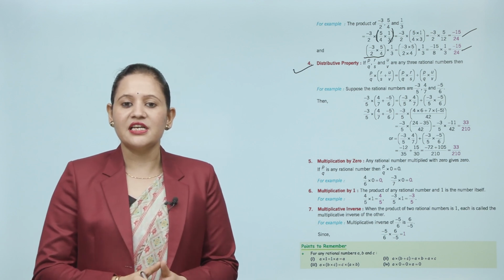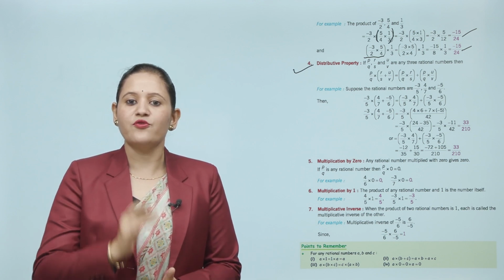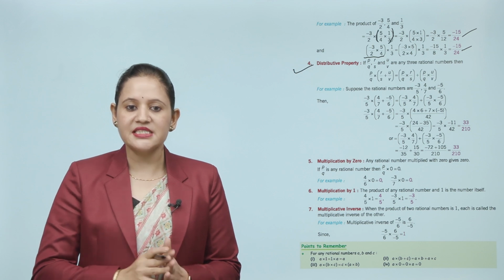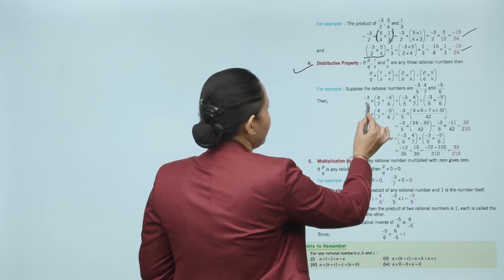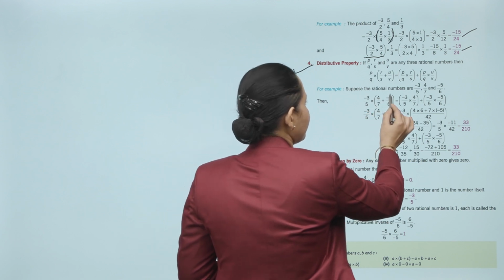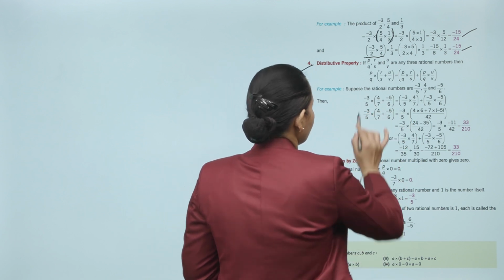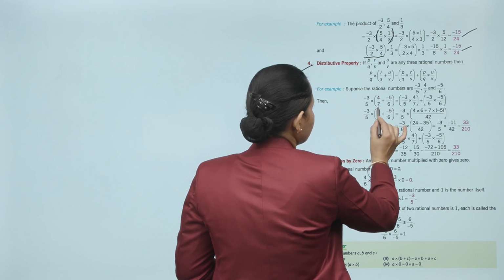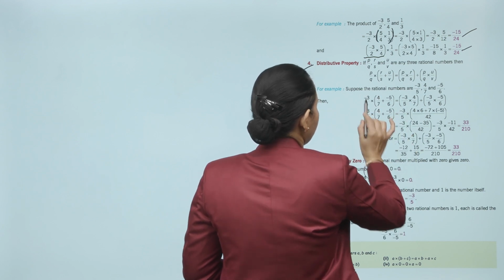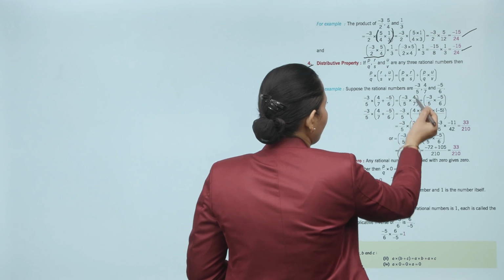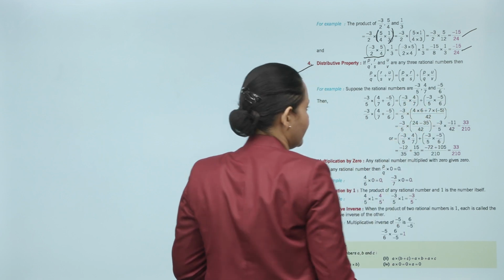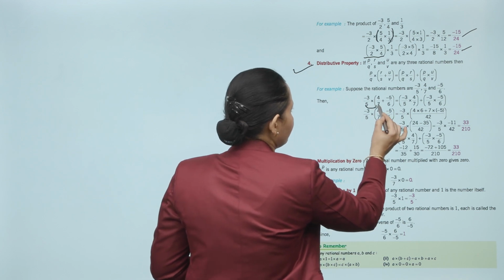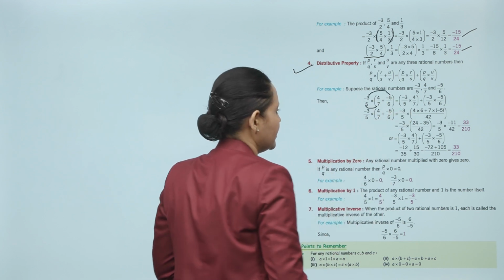Example लेते हैं. Suppose the rational numbers are minus 3 upon 5, 4 upon 7 and minus 5 upon 6. Then minus 3 upon 5 multiplied by 4 upon 7 plus minus 5 upon 6. So minus 3 upon 5 को पहले हम 4 upon 7 से multiply करेंगे plus minus 3 upon 5 multiplied by 4 upon 7 से यहाँ हो गया -5/6. क्लियर. एक बार हमने इससे कर लिया इन दोनों को, देन these two.